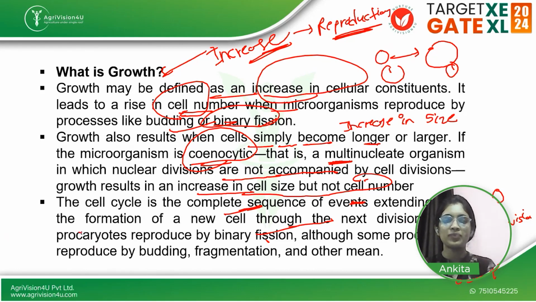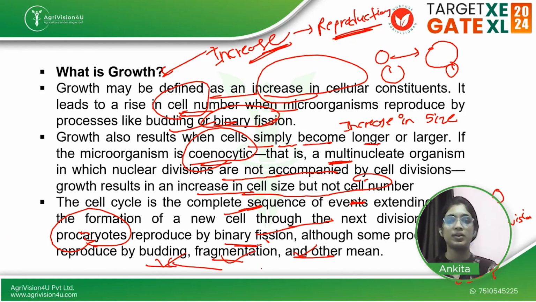Now, most of the prokaryotes, I hope you are aware of prokaryotes and eukaryotes, are reproduced by binary fission. Some prokaryotes reproduce by budding, fragmentation, and other means. Most prokaryotes reproduce by binary fission, but some can be reproduced by the process known as budding, fragmentation, and other means.